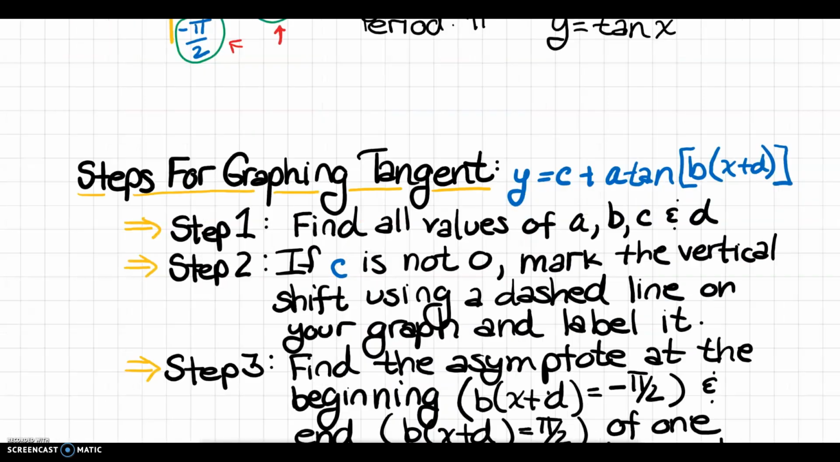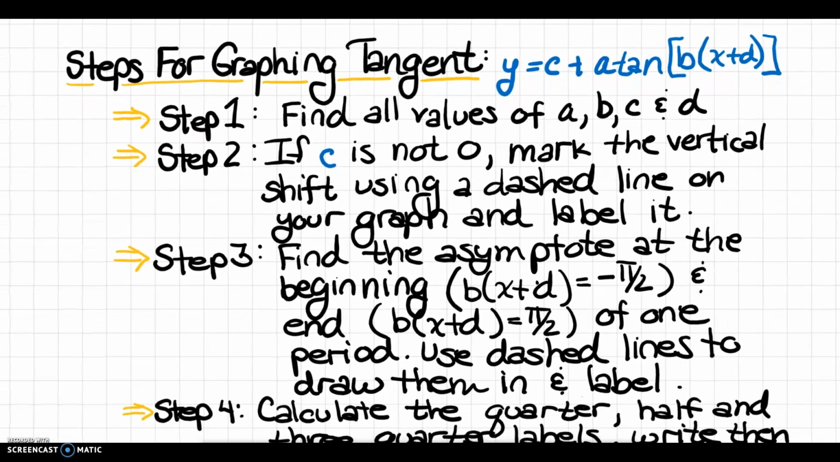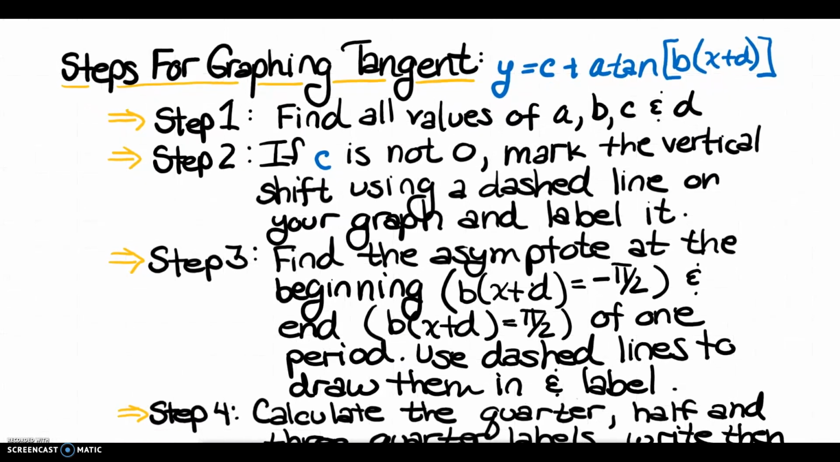All right, so let's go through our steps. If our equation looks like y equals c plus a tangent of b times x plus d, here are the steps to plot. In step 1, find all values of a, b, c, and d. You should definitely go and find them; c is going to be your vertical shift.